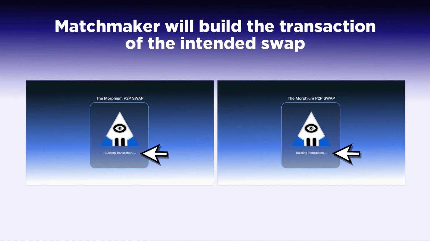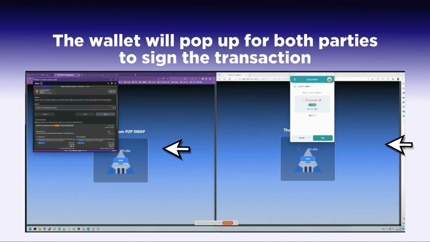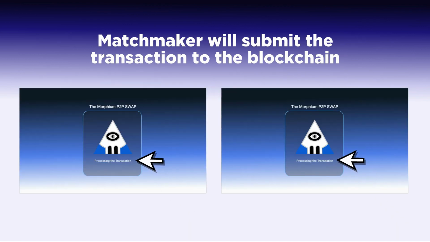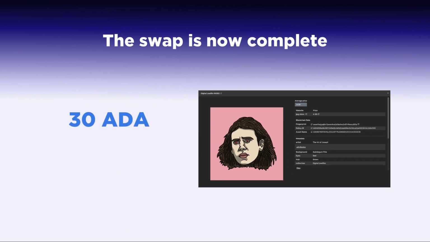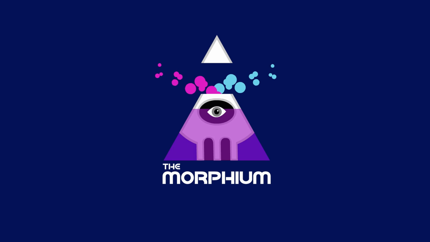Matchmaker will build the transaction of the intended swap. A sign button will activate once the transaction is ready. The wallets will pop up for both parties to sign their transaction. Matchmaker will submit the transaction to the blockchain. The swap is now complete.